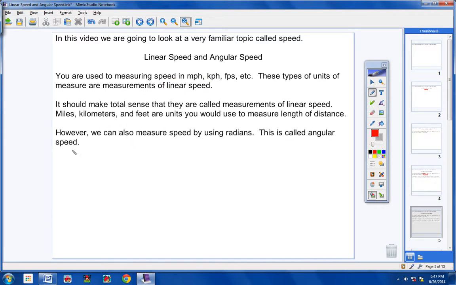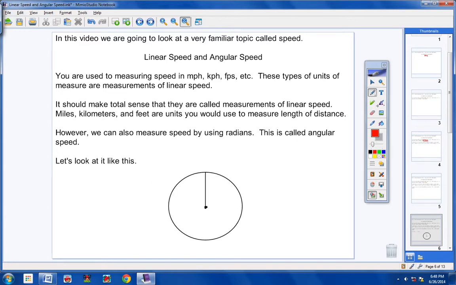However, now I would write this in your notes. We can also measure speed by using radians. So here we go again, back to the good old topic of radians. You can measure speed by using radians, and this is called angular measure. Angular measure. Let's take a look at this. Take some really good notes, and let me explain what we're looking at here.